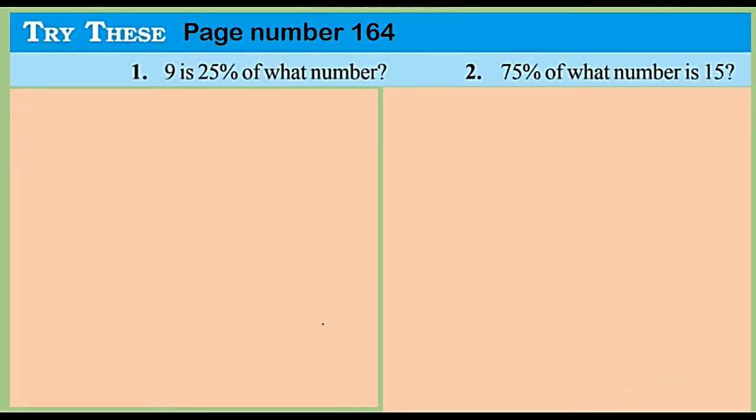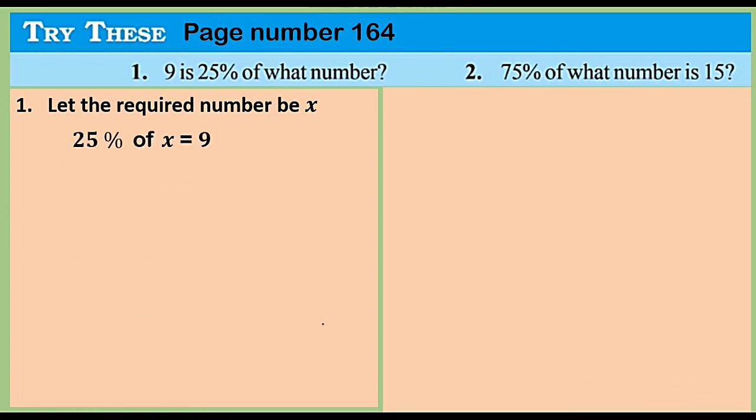Try these, page number 164. 9 is 25% of what number? So let that number be x. Whatever we don't know, let us suppose it as a variable x. So now 25% of x is 9. So 25% of x, I'll put it in fraction. So it will be 25 upon 100 of, means multiply, x is equal to 9.